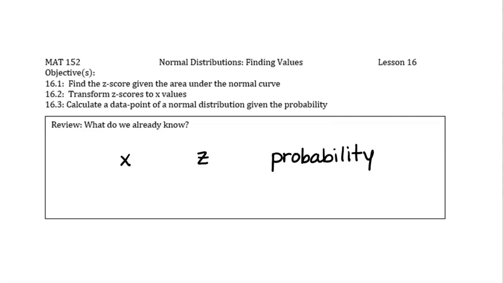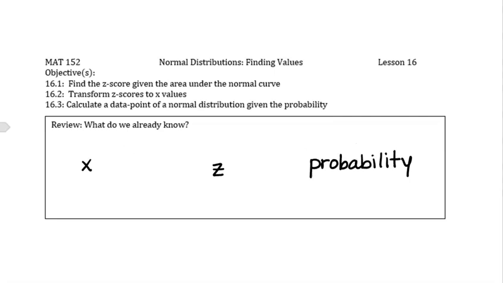So the things that we already know how to do is we know how to start with an x value and calculate the z value. We learned that in lesson 15. I spread these out a little bit because I'm going to show you what we already know: this blue arrow. That is from lesson 15. And we do that using the formula that z is equal to x minus mu divided by sigma. That is how we start with an x value and then calculate a z value.